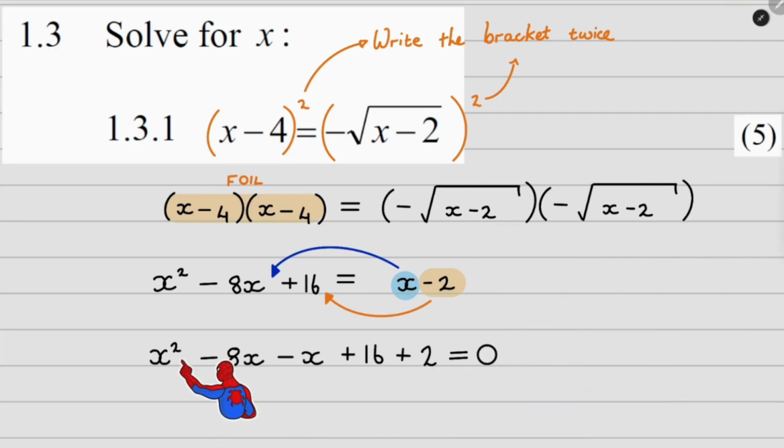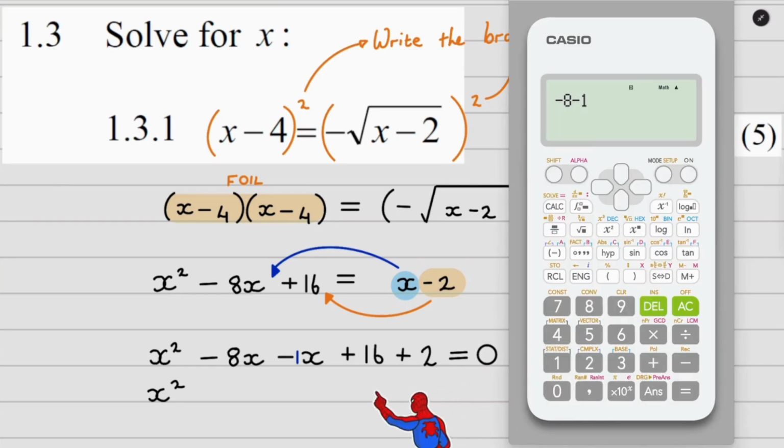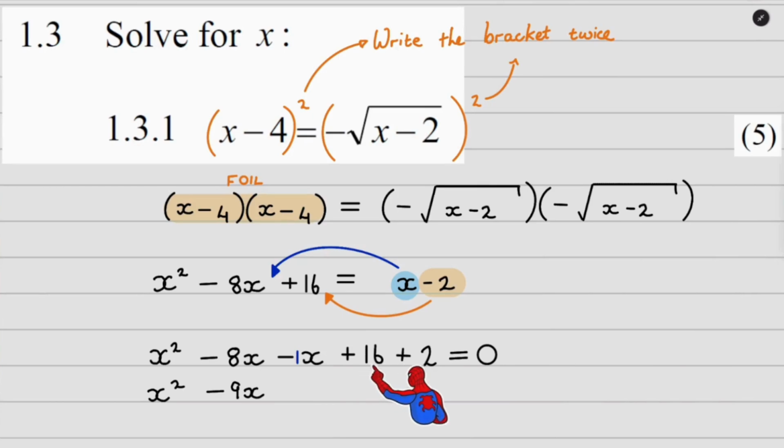What I was saying about the order: I want the x squareds first, everything with the x in the middle, and the things without an x at the end, aka the numbers that do not have a variable. Now we're going to do the like terms. Over here, if there's no number, we assume it's a 1. And minus 8x minus 1x is minus 9x. If you're having trouble with those mental calculations, just use your calculator to triple check. Just type it in without the x's. Minus 8 minus 1 will give you minus 9, and then you just glue the x onto that. And then plus 16 plus 2 is plus 18.